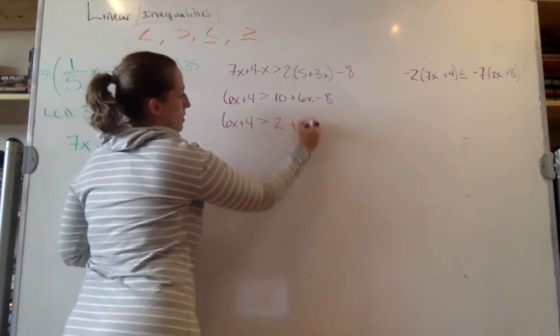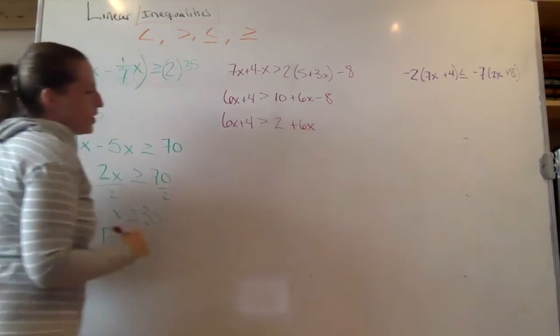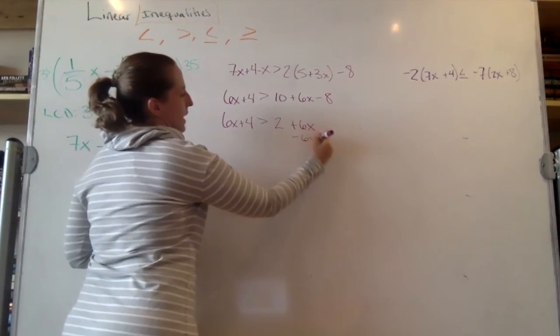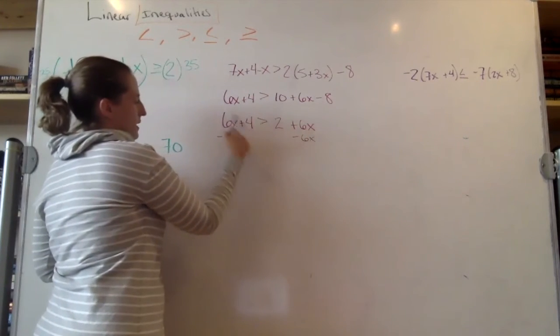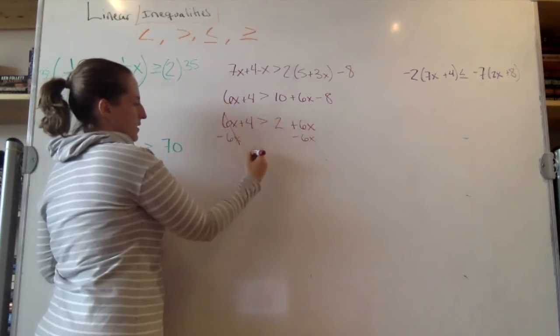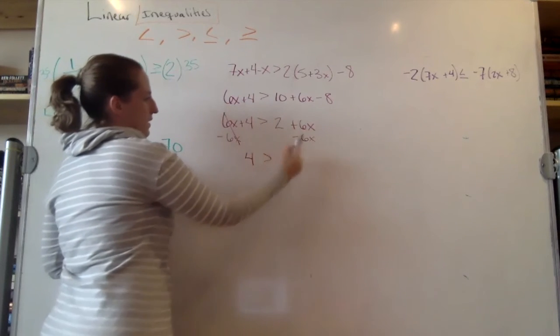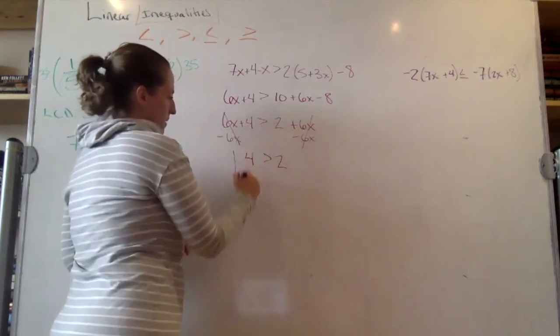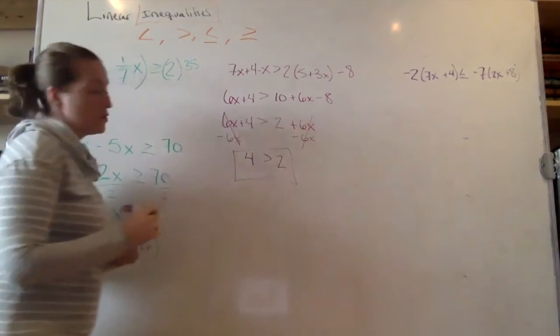So 2 plus 6x. Maybe you're noticing something here. In general, we would then try and get our x's on one side. So I'd subtract 6x. 6x minus 6x cancels, leaving me with 4 is bigger than 6x and negative 6x cancels. So I'm left with this statement. 4 is bigger than 2.